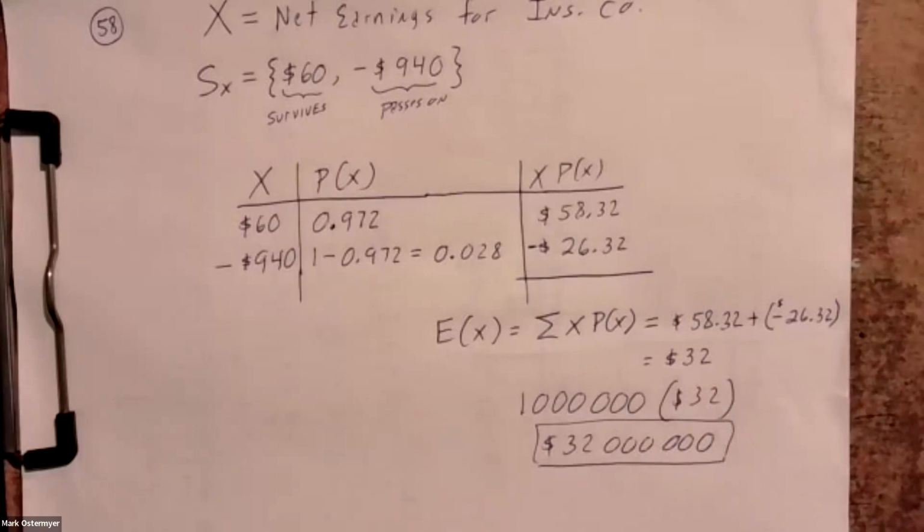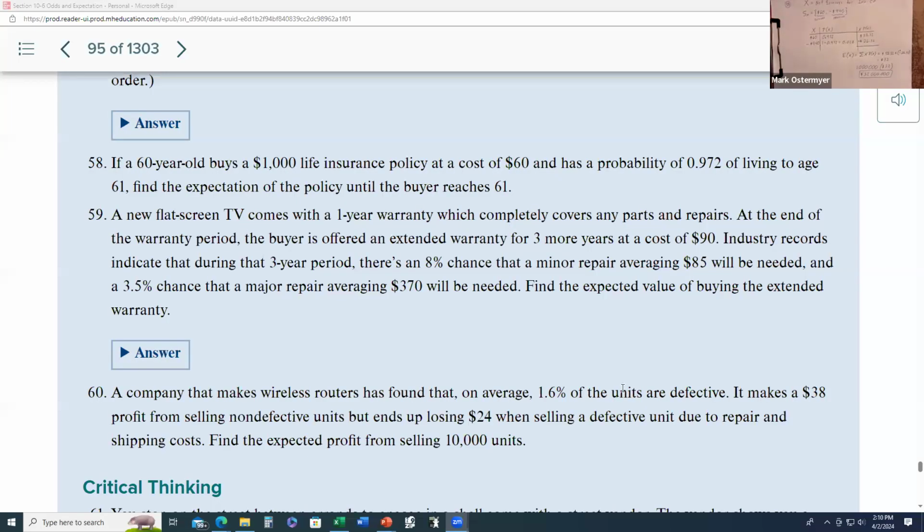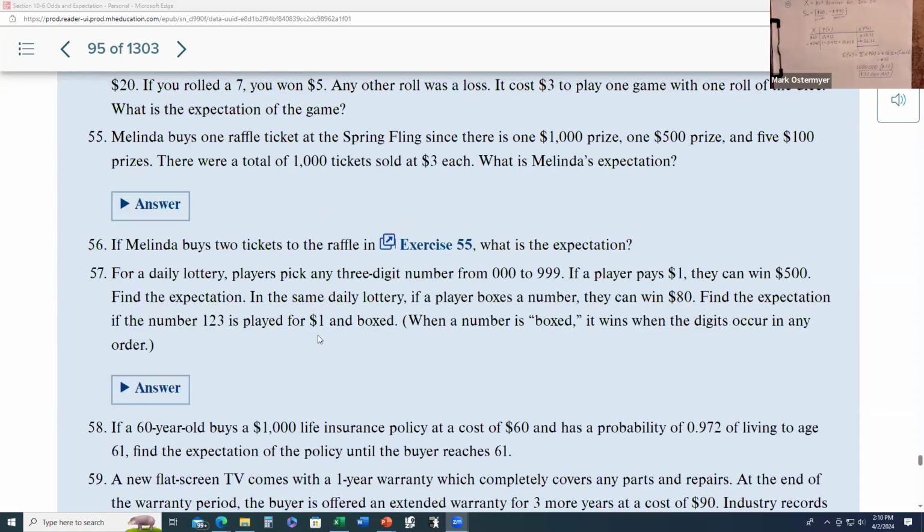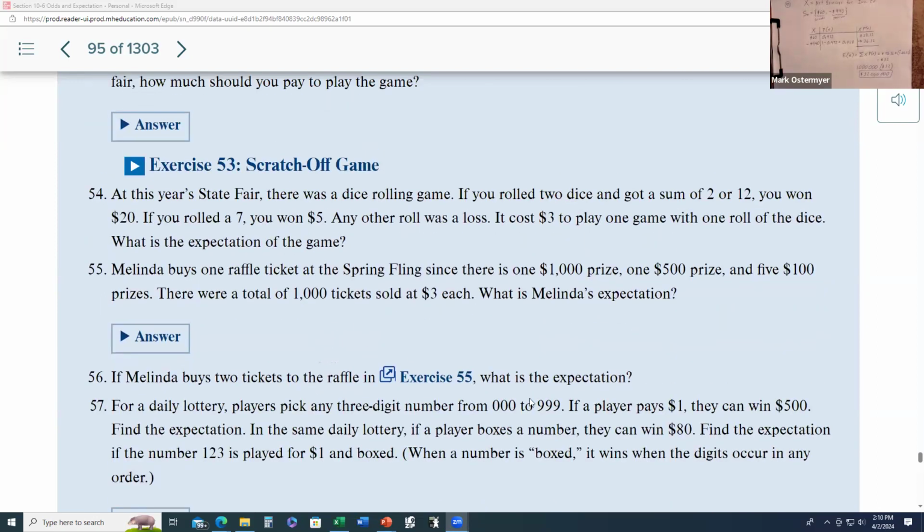It is now 2:10. I have one last problem for you to do. This will be your last classwork. I will have you try this for section 10.6. Let's see here. All right, number 54. This will be one for the road, we'll call it. This will be your last classwork here today. We'll wrap it up with problem 54.